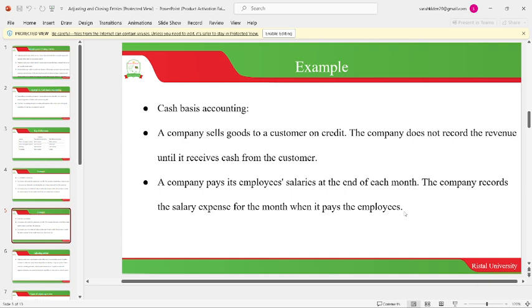For example, we are in the month of October and today is the 30th. An organization is supposed to pay its employees at the end of this month, and it doesn't pay at the end of this month; it pays at the beginning of next month. That's when the company will record the salary expense. It will record the salary expense next month, because that's when it has paid the employees. So those are some of the examples.